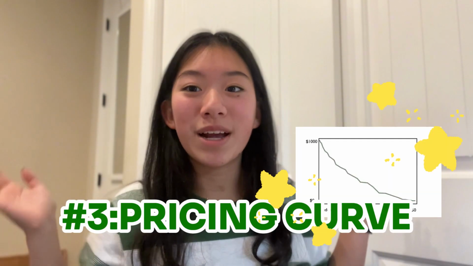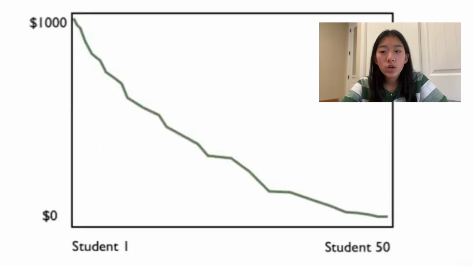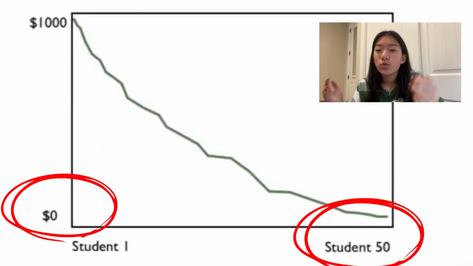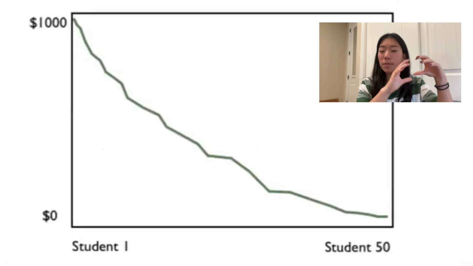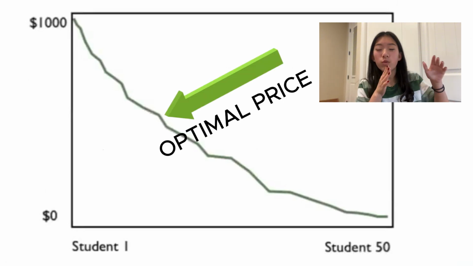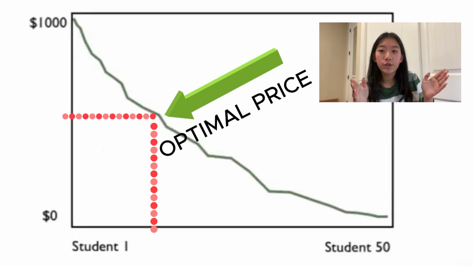Now let's go over the pricing curve. So this graph shows companies where they should add discounts and how to create their optimal pricing. This pricing curve shows that only one student would be willing to pay the $1,000 and all the 50 students would be willing to pay just $0 for it. So once you get right around the middle of the graph, it's called the optimal price. This is because you can get around half of the people to pay half of the price, which basically covers the most surface area.